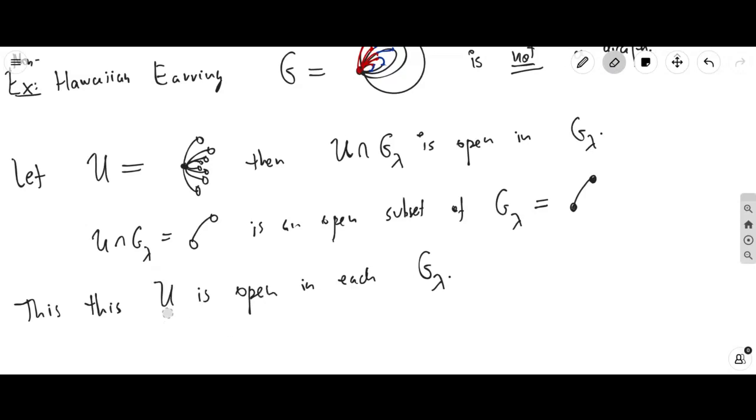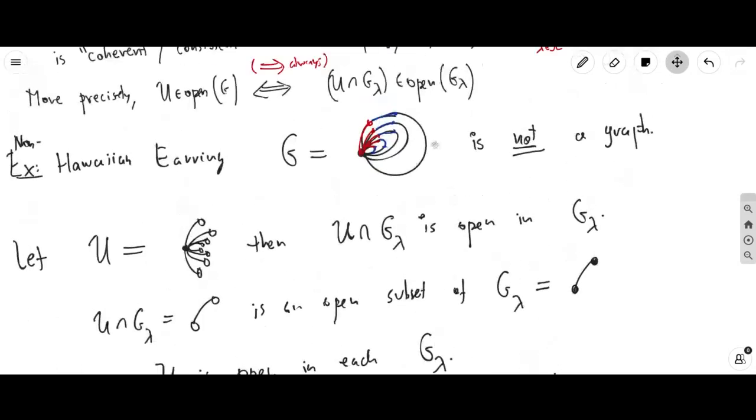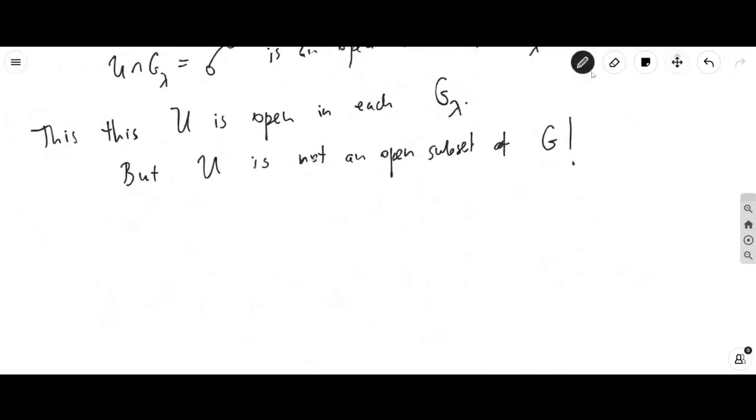And when we say U is open, we're being a little bit sloppy. Really what we mean is U intersected with G lambda is open in G lambda. So each of these are open subsets of G lambda. But U is not an open subset of the entire space G itself. Why not? Well, it's impossible to get a figure like this no matter how small you make your disk.